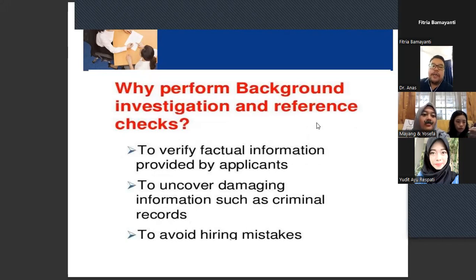Why perform background investigation and reference check? First, to verify factual information. Second, to uncover damaging information such as criminal records.